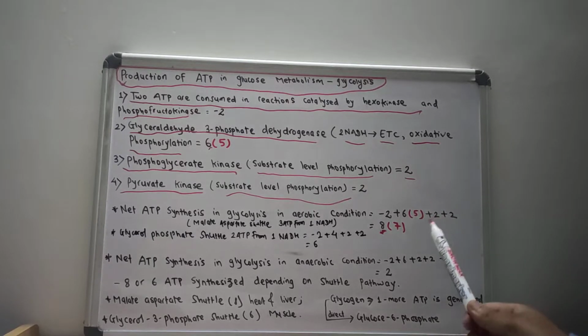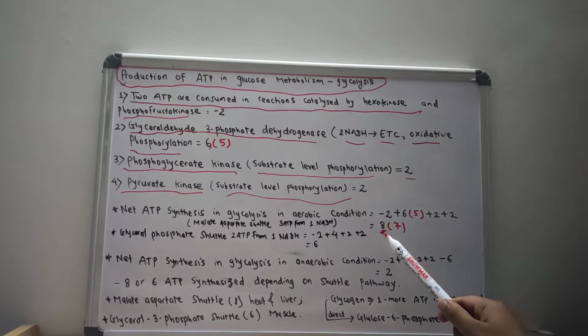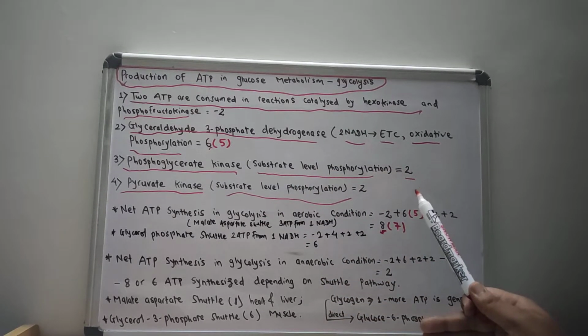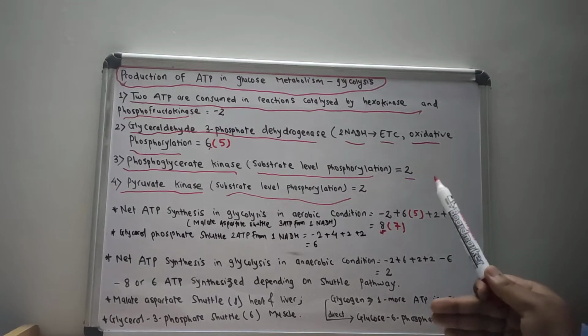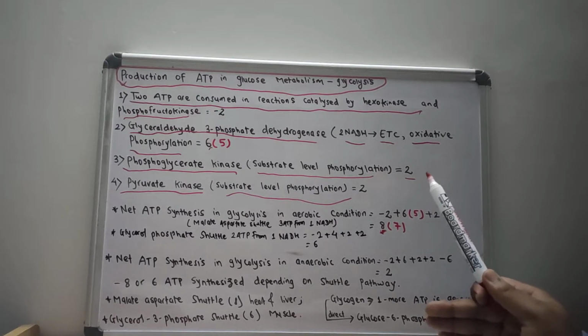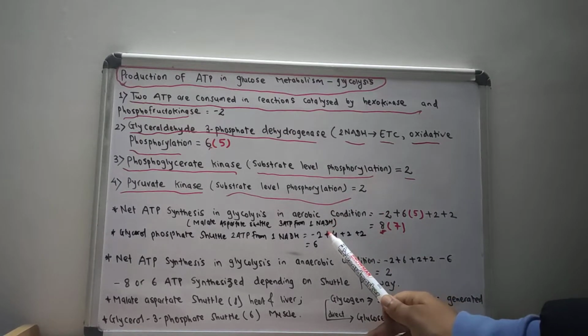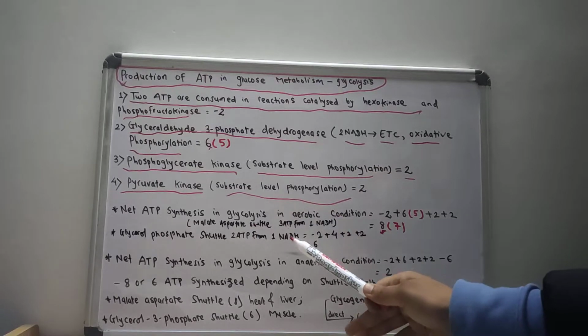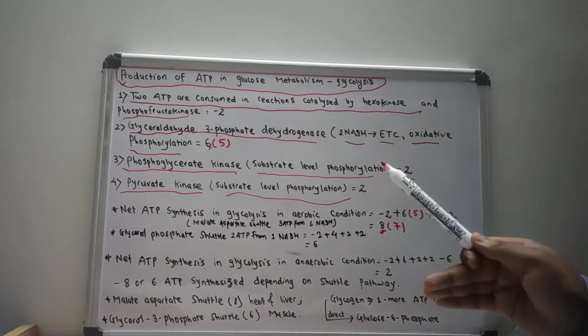Again, I am going to tell you, this 8 ATP is produced from the malate aspartate shuttle, because in the malate aspartate shuttle 3 ATP are produced from 1 NADH, whereas in the glycerol phosphate shuttle 2 ATP is produced from 1 NADH in the electron transport chain.